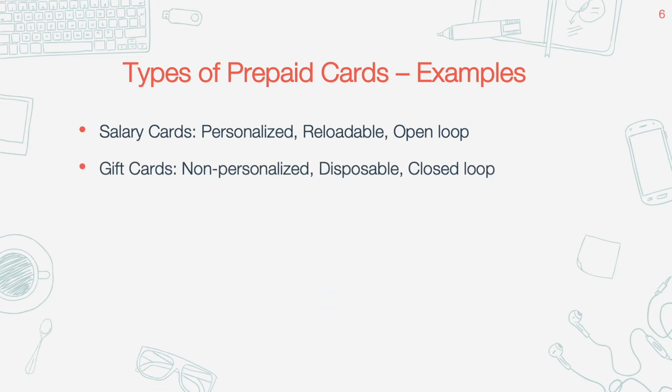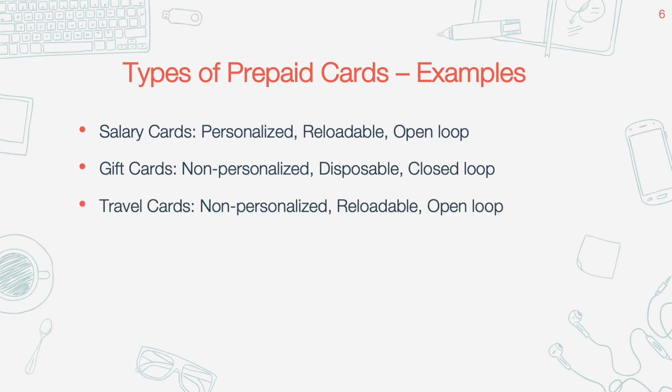The next example is gift cards, which is the most common thing that we see in supermarkets and merchant outlets. These are non-personalized, disposable and closed loop cards. The next example is travel cards. Travel cards are payment cards used by travelers who buy the prepaid cards to be used when they travel to foreign locations. These are typically non-personalized, they are reloadable and are open loop.